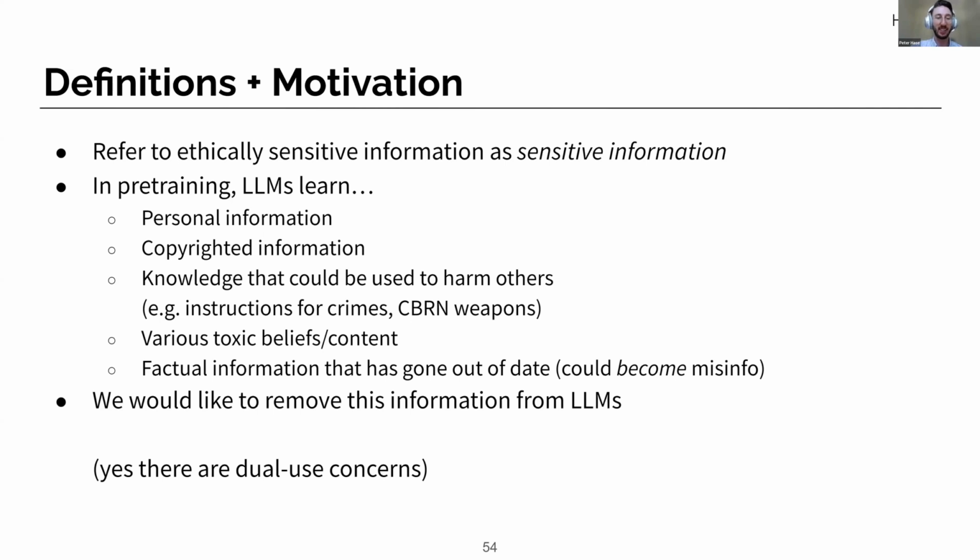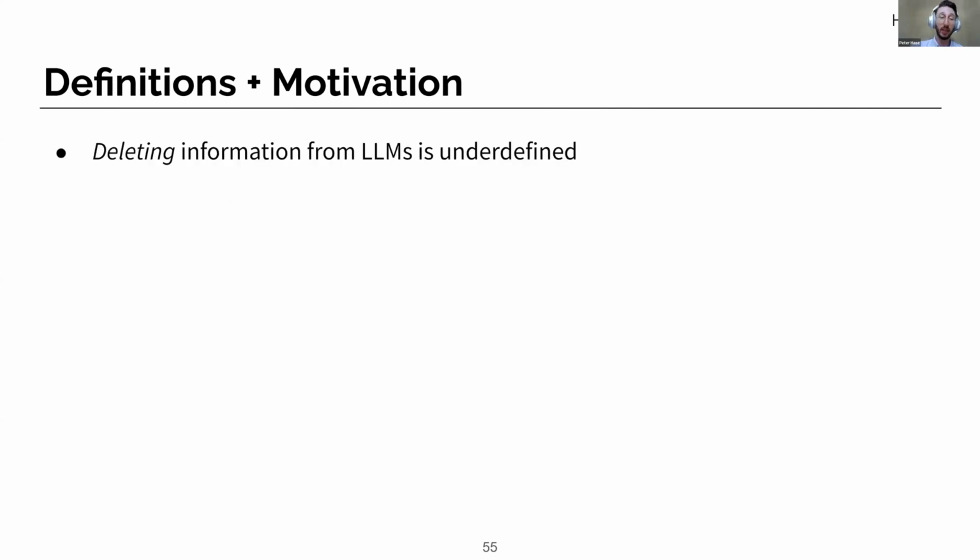Anyway, this is the setup to say that sometimes there are things that we want to remove from models. But what does removing mean? What does deleting really mean? Deleting information from large language models is totally underdefined. It's not like a database. It's not like a file on your computer that you can just delete and then it's no longer there.